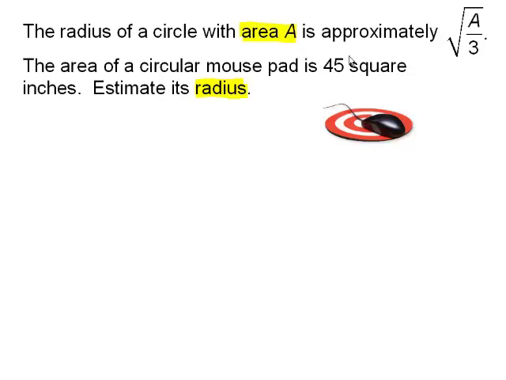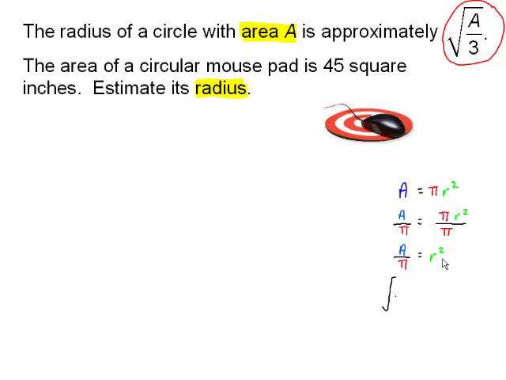But before we find the radius, let's figure out where this expression, the square root of A over 3, comes from. First, let's write the formula for the area of a circle. A equals pi r squared. Now we can solve this formula for r. First, divide each side of the equation by pi. So we have A over pi is equal to r squared.